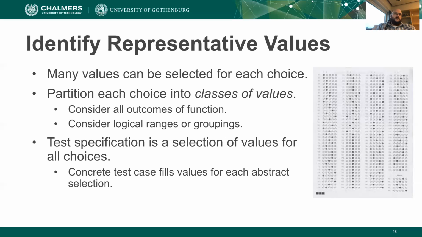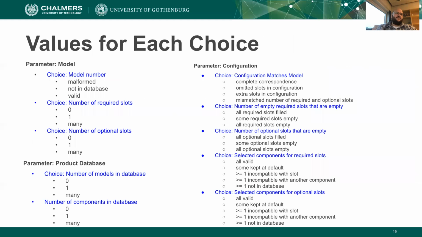From here, then, we form our test specifications, or selection of values for all choices, and create concrete test cases that then fill in values for those abstract recipes. Returning to our example, we have 3 parameters, and for each of those we make different choices. For the model, we choose the model number, the number of required slots, the number of optional slots. And now we need to drill into this and think about different representative values that we can choose.